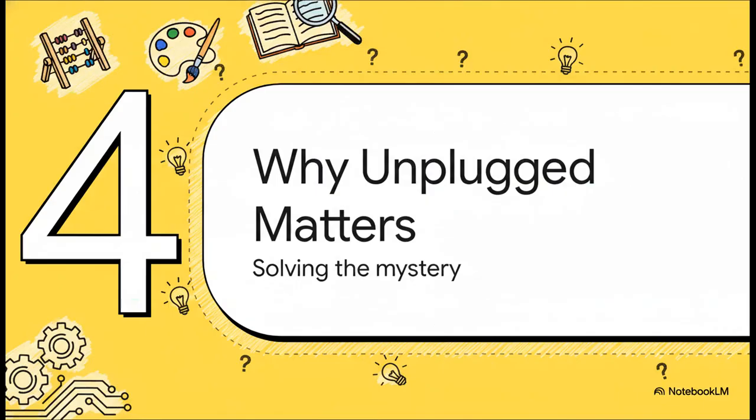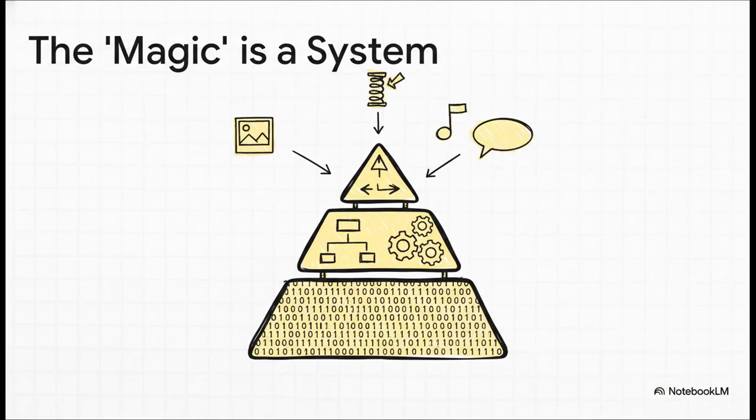Okay, Section 4. Why Unplugged CS matters. So we've seen how computers can count with cards, paint with numbers, and even tell stories with pointers. We've gathered all the clues. I think it's time to finally solve that mystery we started with. So here it is, the big reveal. The so-called magic of a computer, it isn't magic at all. It's just a really clever, layered system.